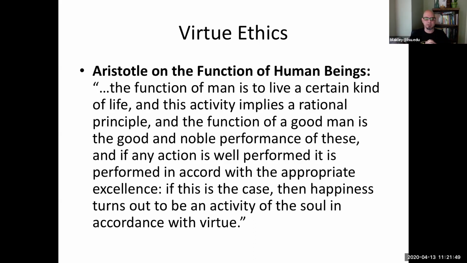So let's take a look at this function argument. This is his view of human nature that serves as a basis for his moral philosophy. So he says, the function of man is to live a certain kind of life, and this activity implies a rational principle. And the function of a good man is the good and noble performance of these. And if any action is well performed, it is performed in accordance with the appropriate excellence. If this is the case, then happiness turns out to be an activity of the soul in accordance with virtue. Notice that's a different notion of happiness than we saw in utilitarianism as well, where happiness was just pleasure. This is happiness understood in terms of the excellence of a function.